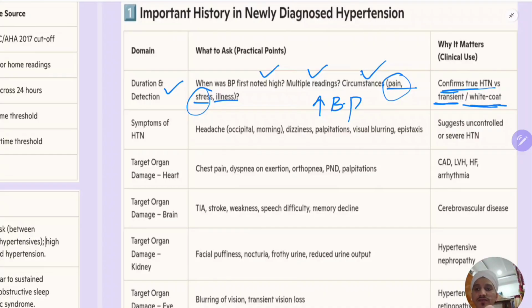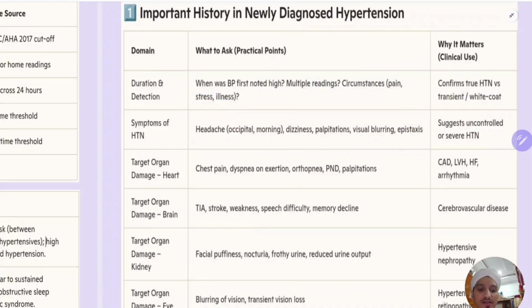By doing this, you will differentiate true hypertension from transient and white coat hypertension. So how do you differentiate? In previous visits there will be no BP elevation, and if at all it was elevated, sometimes it will be normal, sometimes at the threshold value, and the circumstances can be pain, stress and illness. So it was not true hypertension.